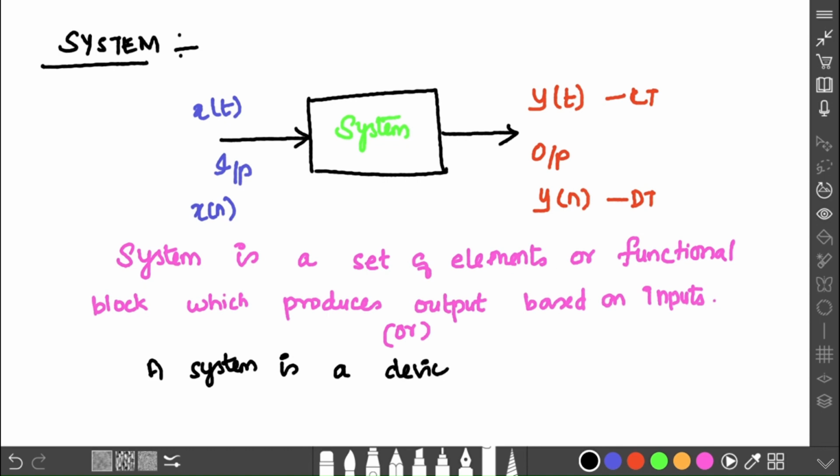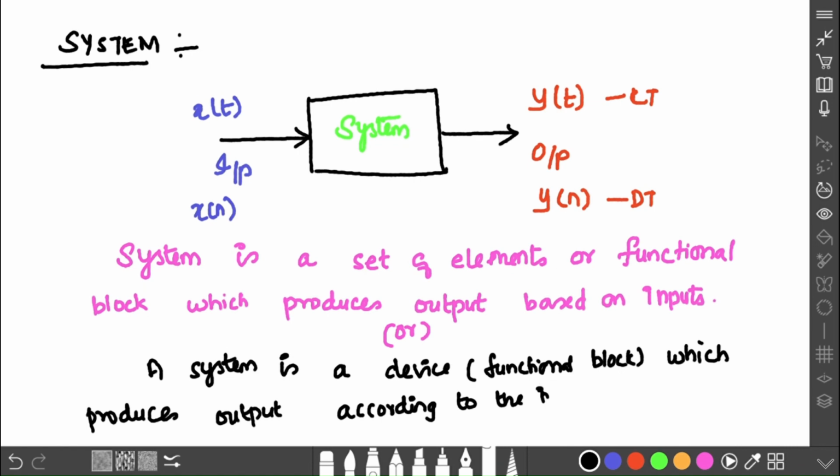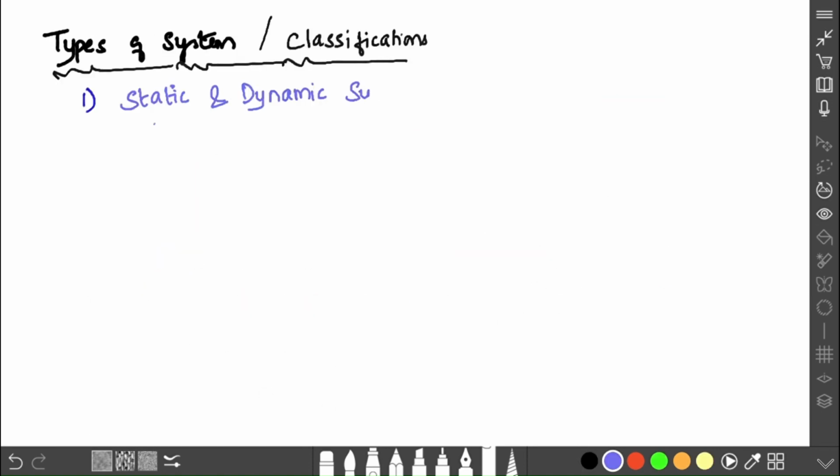Also, it can be defined as a system or a device having a functional block which produces an output according to the input given to it. So this is how a system can be defined when it is asked for 2 marks.